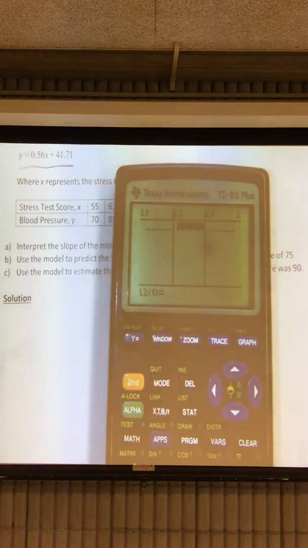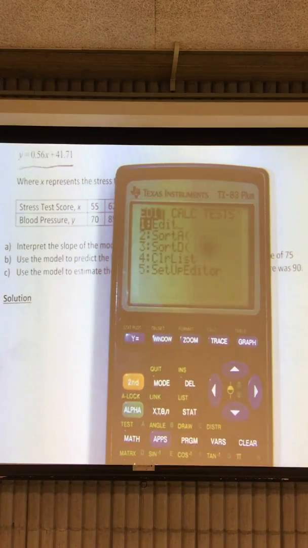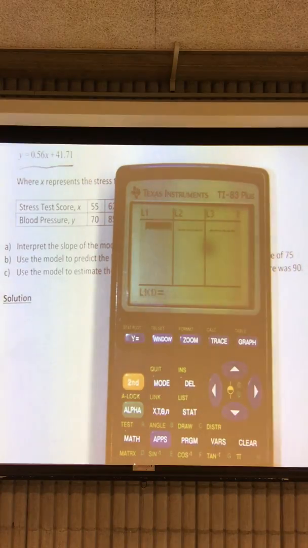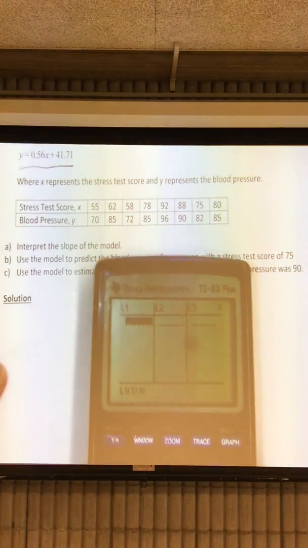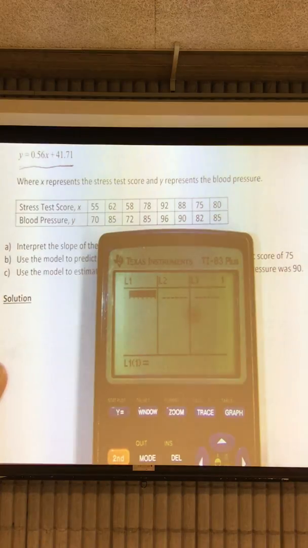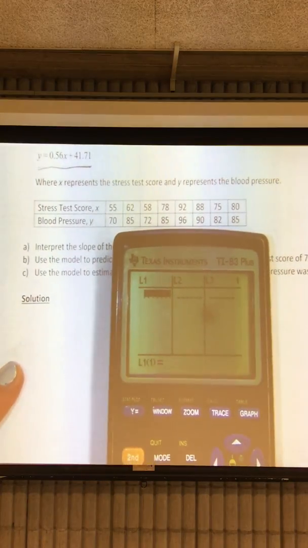To begin, you're going to press the Stat button, which is right below the Delete. So you press Stat, Edit, Enter, and here you have your columns, L1 and L2. Your L1 column is your X values. So let's enter our X values into L1. We have 55, 62, 58, 78, 92, 88, 75, and 80.